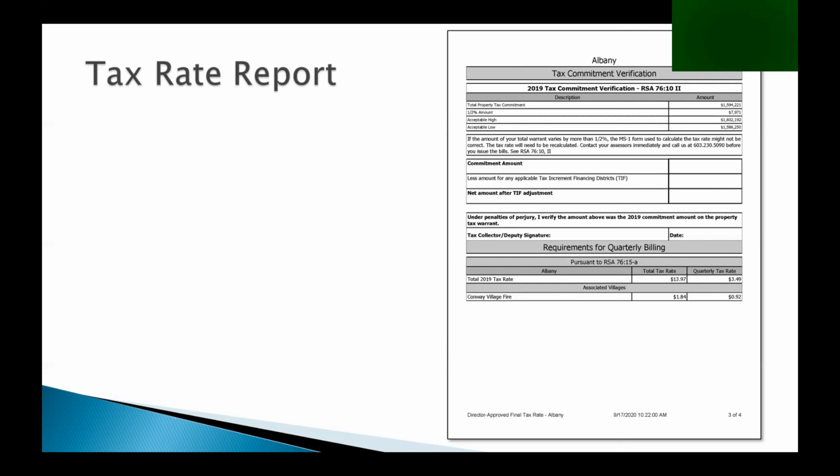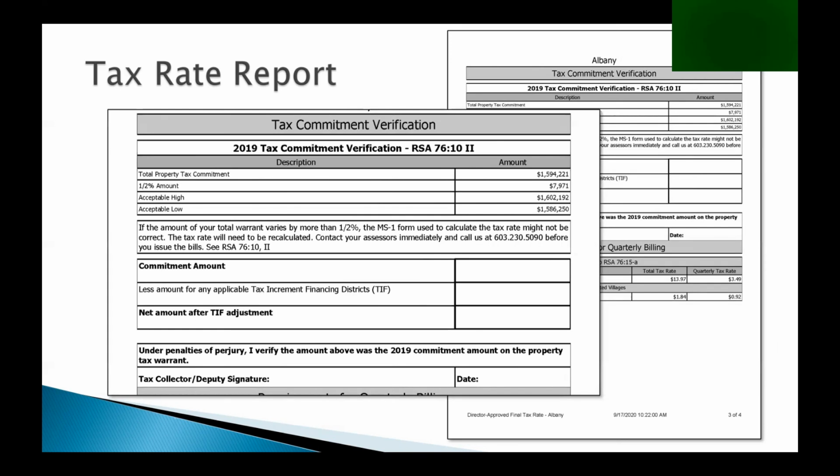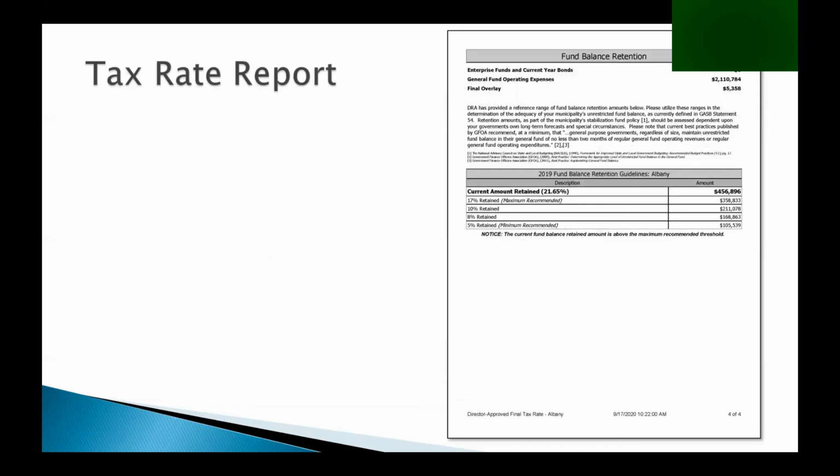This is the tax verification, or the 0.5% verification. This is something that your tax collector or the deputy are going to have to complete. They'll basically fill in their commitment amounts, any TIF information they have here, and then the net amount after any TIF adjustments. And most of you probably don't have TIFs anymore. They'll sign it and date it, and it's this page that you're going to scan with the signature and upload back to the portal.